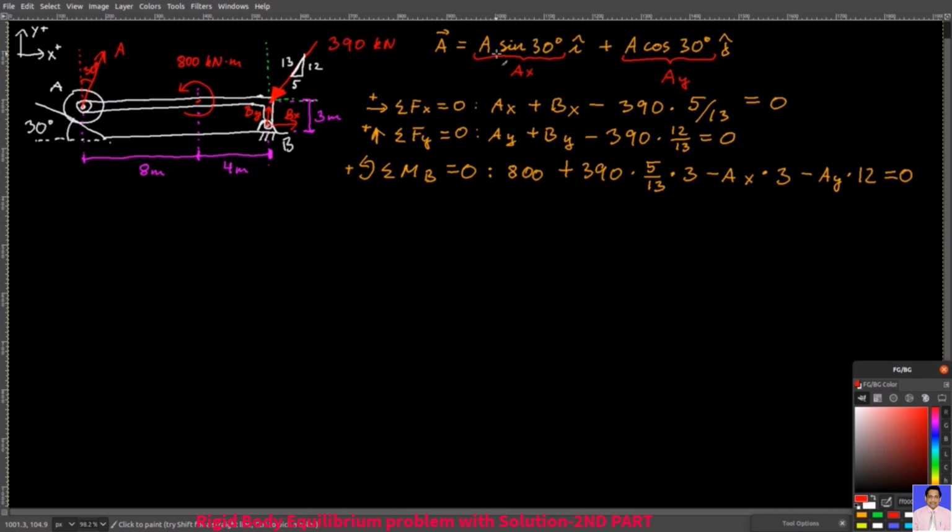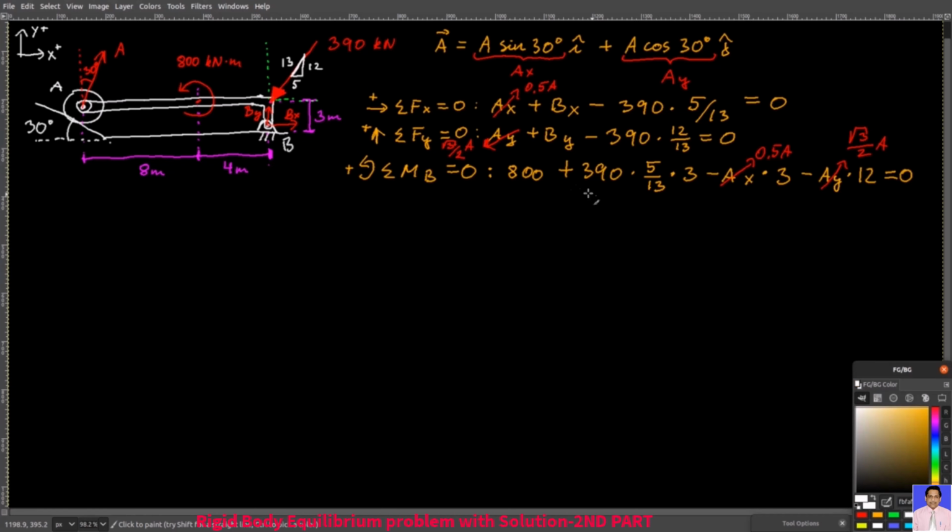Now AX, it's A times sine 30 degrees, or simply 0.5 times A. Then AY, it's square root of 3 over 2 times A, and then you replace them in the last equation as well. I chose to take moments about point B because that way, in the third equation, I will only have one unknown, which is A. And so, these are your equations. You have 3 of them. And since you have expressed AX and AY in terms of A, you also have 3 unknowns.